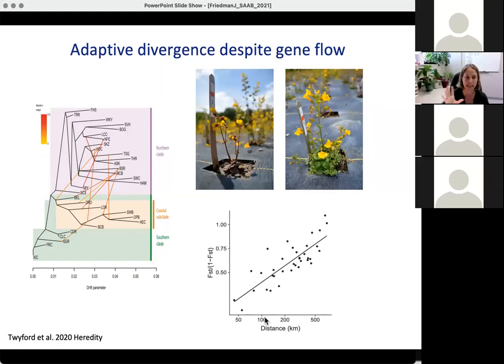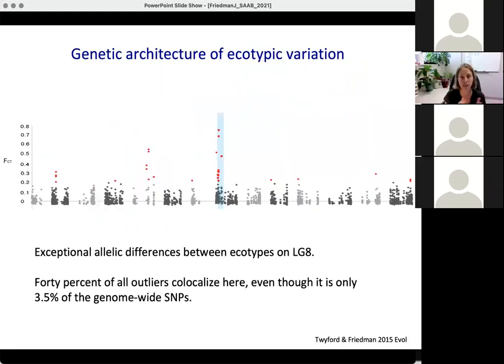And the genetic architecture of this, what we've done here is we've scanned across the 14 chromosomes of Mimulus guttatus to identify the regions of particular variation. So our y-axis here is FCT, which is a variation of FST, which looks at differentiation between groups. And then we're looking at comparing all the annuals from the perennials and how different are those ecotypes.